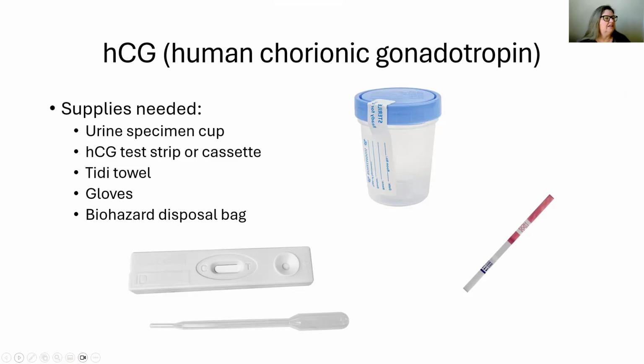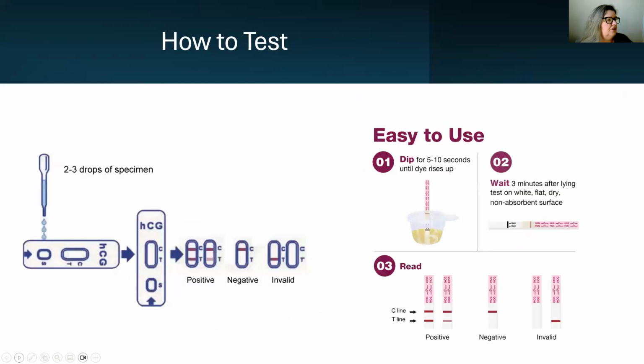So what you need here is a urine specimen cup, an HCG test strip, which is what this guy is, or a cassette. They come in both. A tidy towel, some gloves, and a biohazard disposal bag. Again, because this is CLIA waived or point of care, you're going to have a how-to.